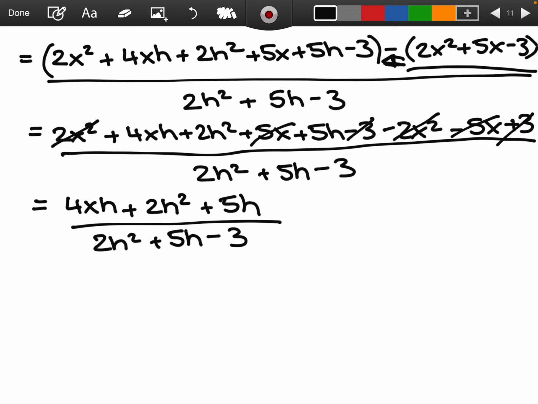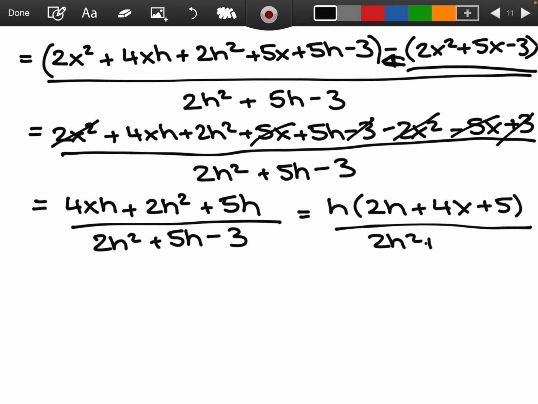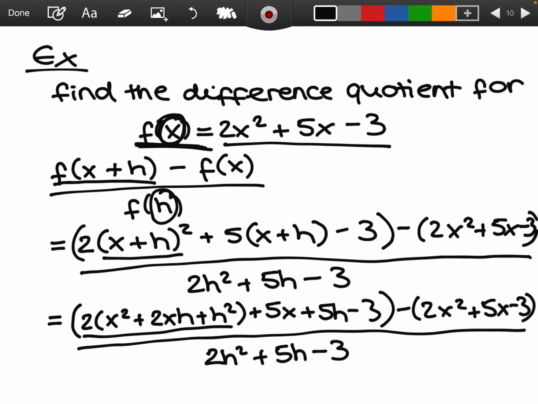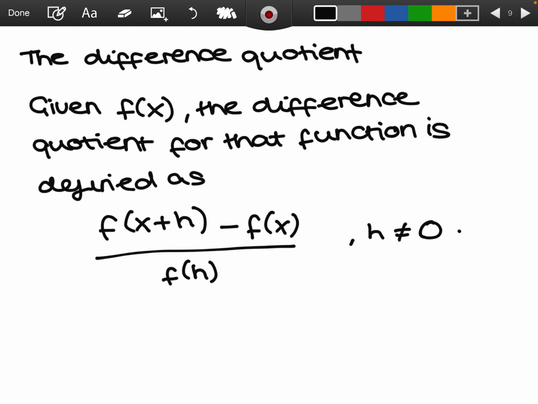That's as far as I can go at this point, because I could pull out an h on the top if I wanted to. If you did want to make it slightly more simple, you can do this. It is completely up to you. But we can't cancel it with an h on the denominator because there's no h in that negative 3 term. So we're stuck at that point. But this is a lot of algebraic manipulation. But the main point that I want to make here is what the difference quotient is.